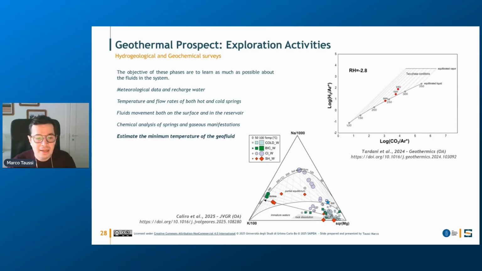These methods can rely on cationic species, such as those represented in the Giggenbach triangle shown here, or on ratios of gaseous species, which equilibrate differently depending on reservoir conditions. Such analyses provide information on the type of fluid, whether it exists in a liquid, vapor, or two-phase equilibrium, and the possible temperature at depth.